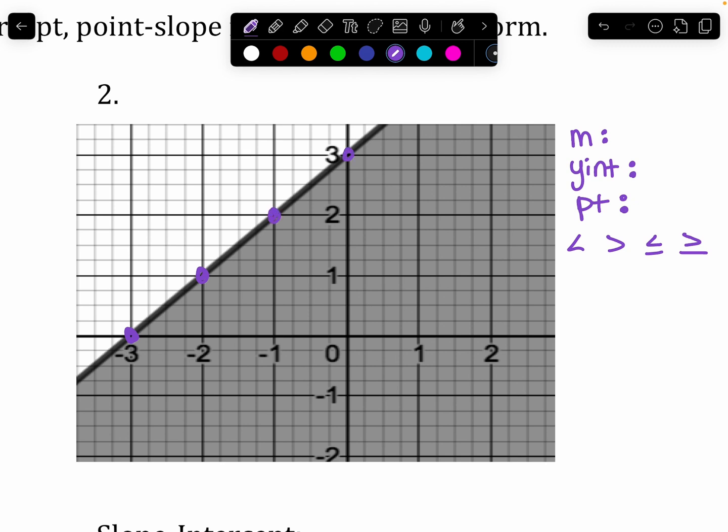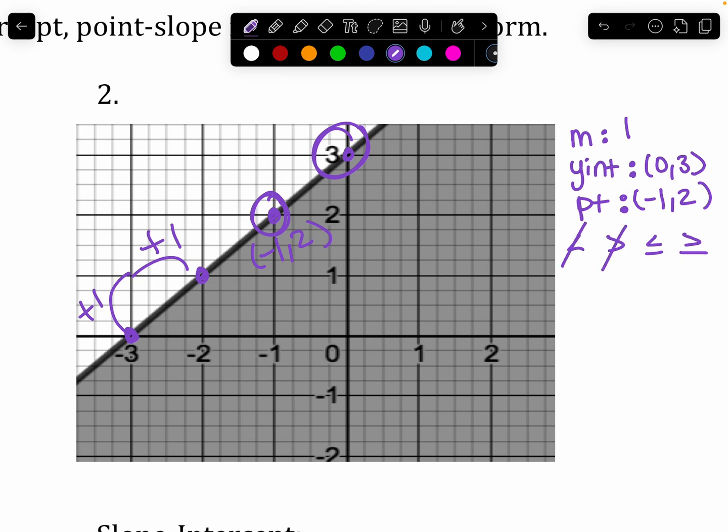First thing I need to do is grab some coordinates from my graph. My slope is up 1 to the right 1, so my slope is 1. My y-intercept is here at 0, 3. I'm going to use this as my point. That is negative 1, 2.